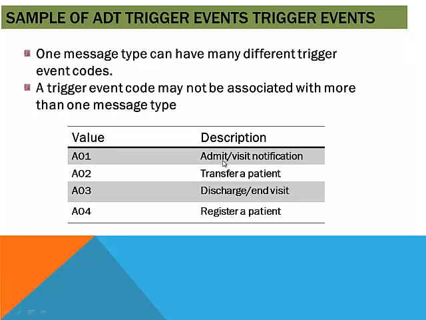For the admit visit notification, the code is A01. For transfer patient, the trigger event is A02. For discharge visit, it's A03. For register a patient, the trigger event is A04.